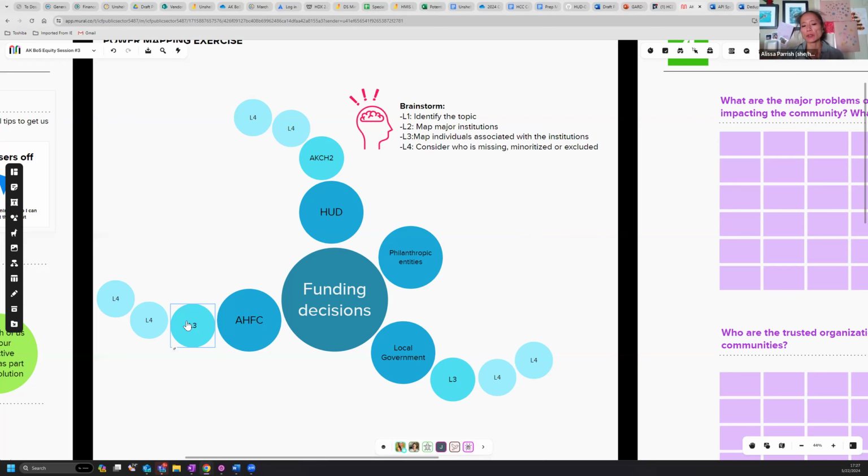Oh, state government, John. Interesting. So maybe AHFC would be under the state of Alaska. I think that comment went to me in the chat, but would that be accurate? Yes, because then Alaska Mental Health Trust would also be at that same level.